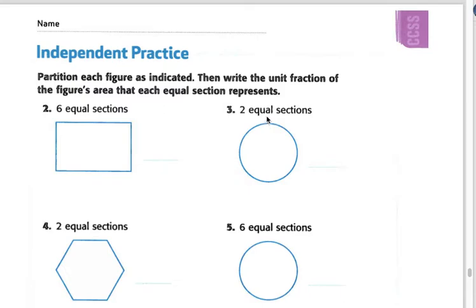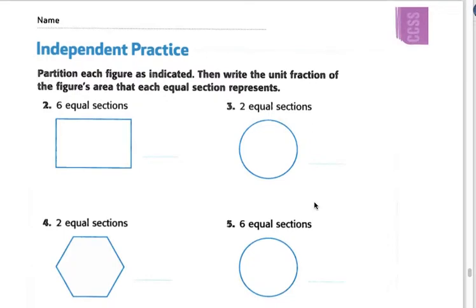Number 3, 2 equal sections. Okay, come on, you know how to do this. I could draw it this way going down. I could draw it this way going across. You pick which way you'd like to divide that circle into 2 sections. And what fraction does each section represent? Well, it represents 1 section out of 2, or 1/2. When we say 1/2, that's a half. And obviously, we see that if we drew a line here, we drew a line through half of the circle.